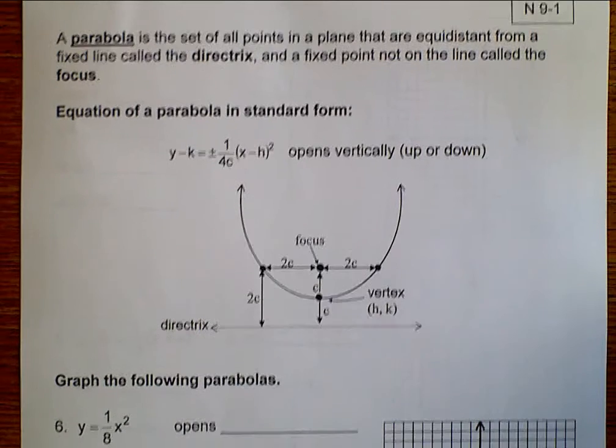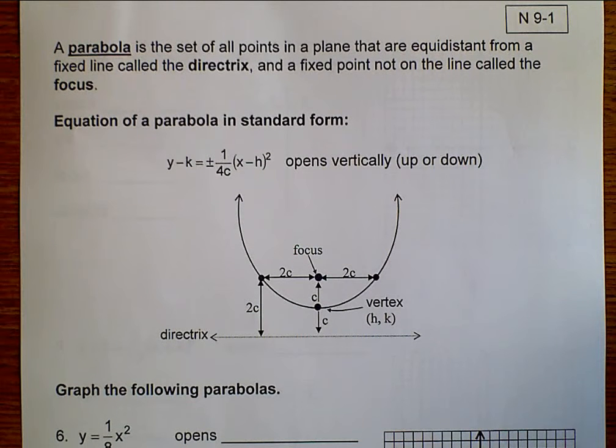Let's go ahead and talk about parabolas. Now, we're using a parabola in standard form. While these may be the same as quadratics, we're not using them in the quadratic form. We're putting them in standard form for a parabola. More specifically, a parabola is a set of all points in a plane that are equidistant from a fixed line called the directrix and a fixed point not on the line called a focus.